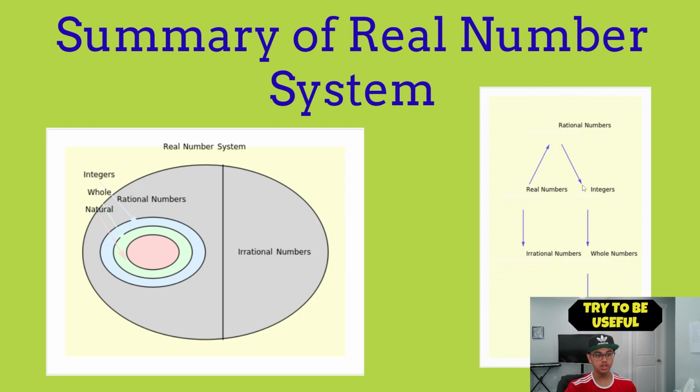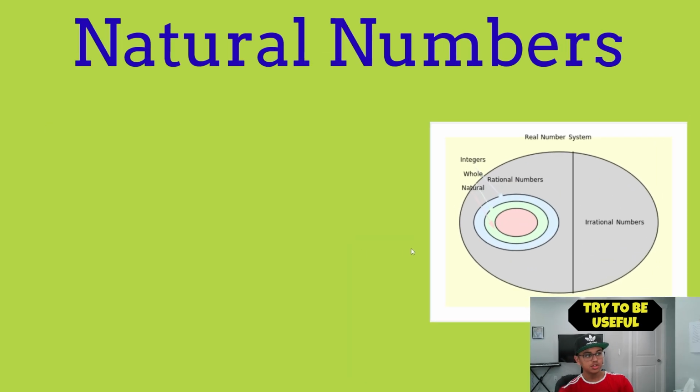And here's another chart. So we have real numbers, and then we can divide into rational numbers, and then rational numbers get divided into all of these, and real numbers can also get divided into irrational numbers. So let's first get started off with the rational numbers section. First we're going to be talking about natural numbers. You can see that natural numbers inside of this diagram is the red colored one, so it's the one that is the smallest inside of the rational numbers.